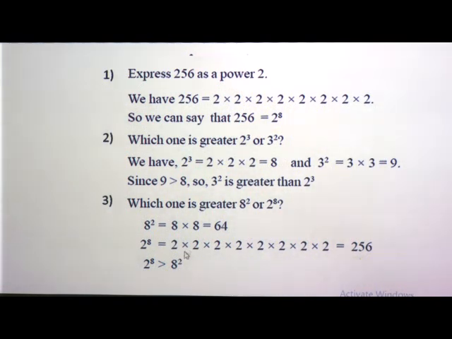So, in this way, first we write it in multiplication form. We see the exponent, what is the exponent given to us. The same number of times we have to multiply the base, and after multiplying the base we find its product, and then we compare which is greater or which is smaller.